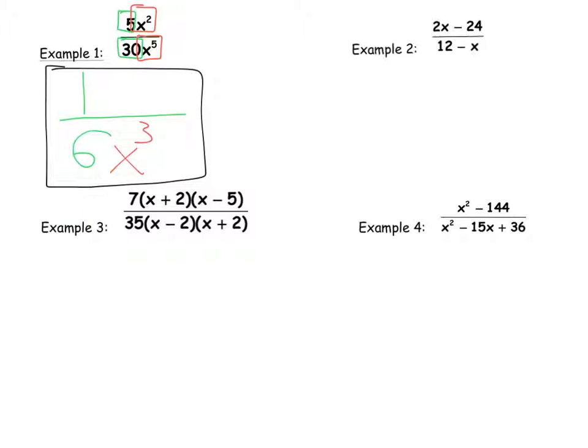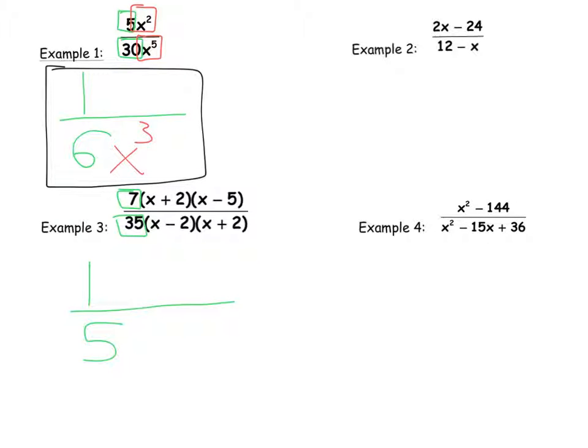Let's do another one similar to what we did yesterday. Let's jump down to example 3. Let's start off with the two numbers: 7 over 35. Now, don't just shout out 5, you've got to be careful. 7 divided by 35 is 1/5. 35 divided by 7, that would be 5.